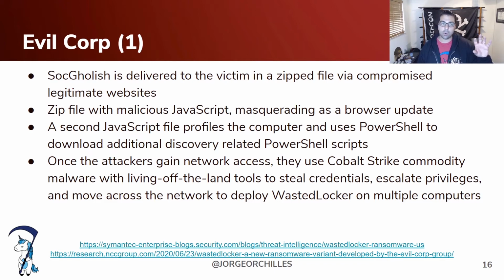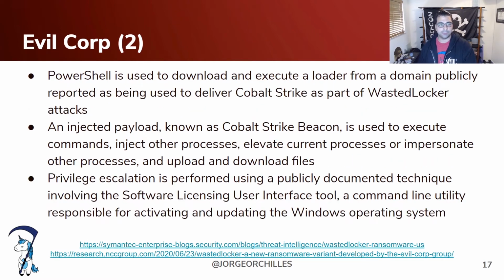So Evil Corp is the adversary, and WastedLocker is the ransomware that would actually encrypt the files and request the ransom. PowerShell was used to download and execute a loader from a domain that was publicly reported to be delivering Cobalt Strike as part of these attacks. Then it injected a payload. In this case, Cobalt Strike's payload is called Beacon, and that is used to execute commands. It injects into other processes, elevates the privilege, and then it could upload and download other files.